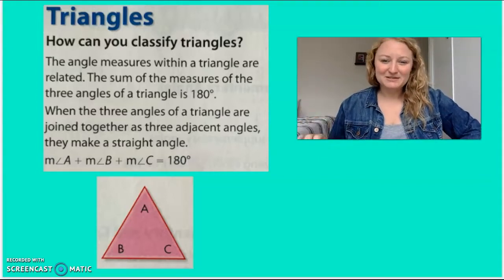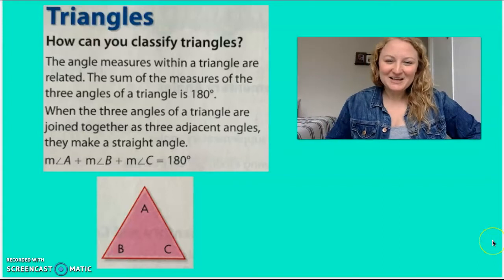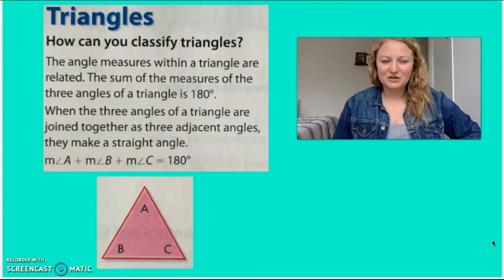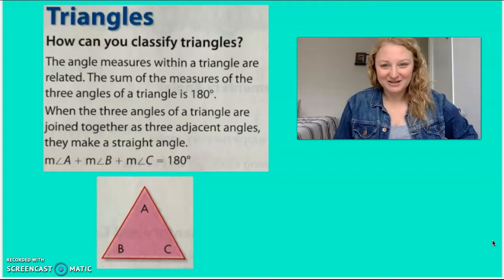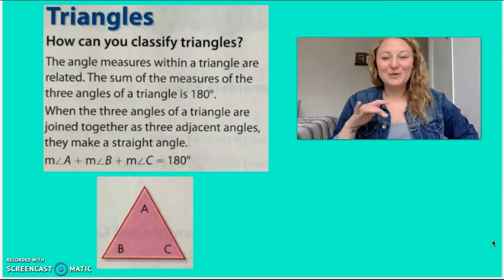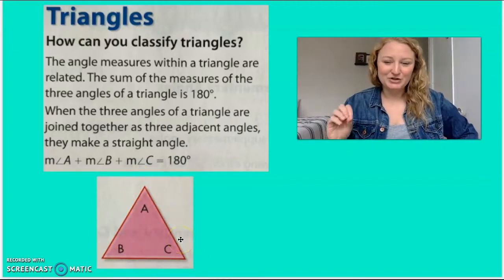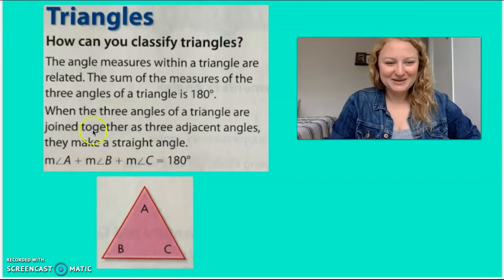Before we get into the specifics of classifying, I want to tell you that, some of you might already know this, the sum of the measures of the 3 interior angles in a triangle is 180 degrees, no matter what. Always and forever. The 3 measurements of each angle, so angle A plus angle B plus angle C, will always equal 180 degrees, which is pretty cool when you think about it.